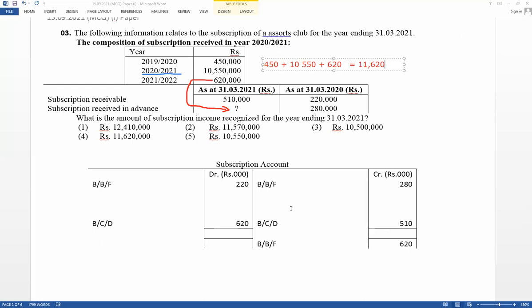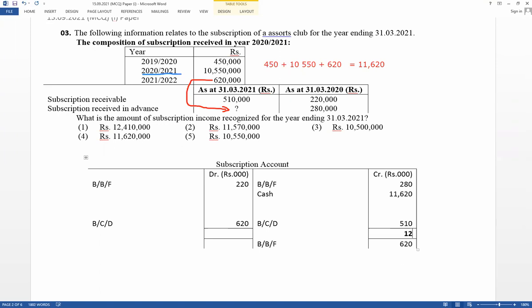Cash account debit, subscription account credit. Therefore, the subscription account credit as cash value equals 11,620. In this example, subscription written off has not been given. Therefore, by closing the subscription accounts, income can be recognized. Credit side increase, take the total amount of the credit side.